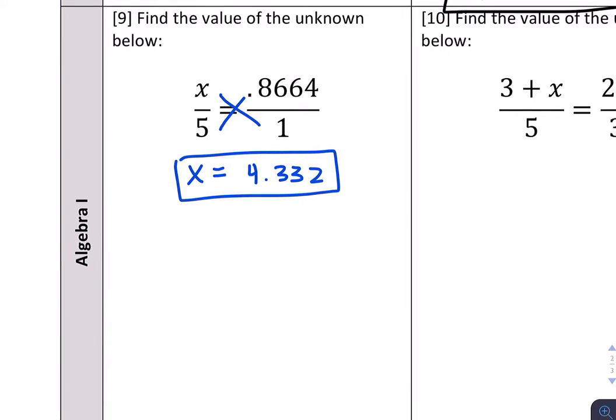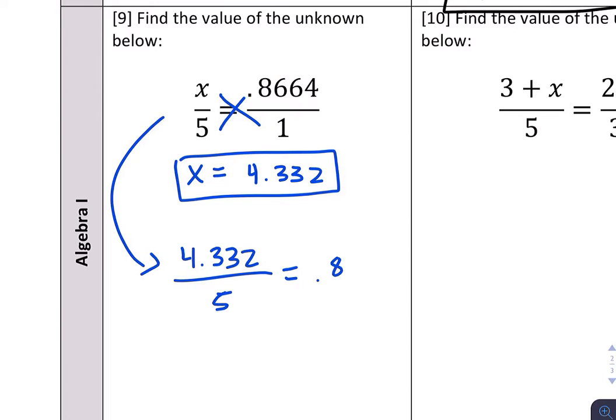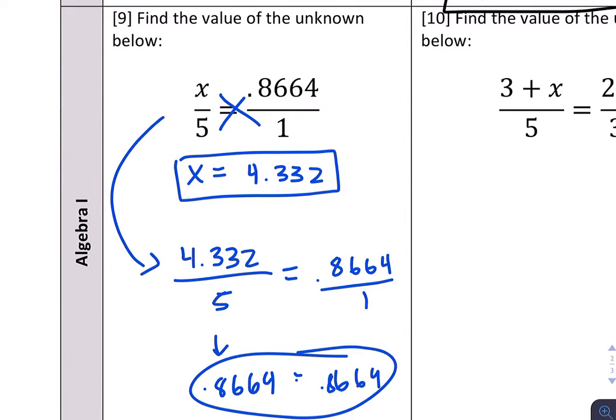Now we could take a second and check this, because if we're saying this is the value for x, we can replace it and just check to see if these ratios turn out to be the same value. So dividing the first one by 5, this is 0.8664. Well, 0.8664 divided by 1 is 0.8664. And so we can see the first one definitely is the correct answer.